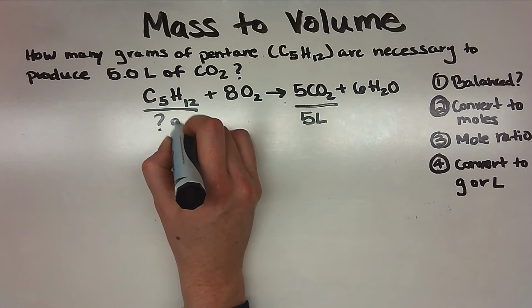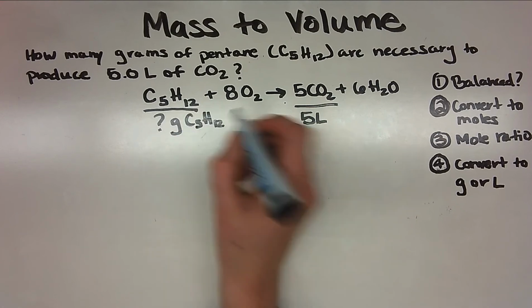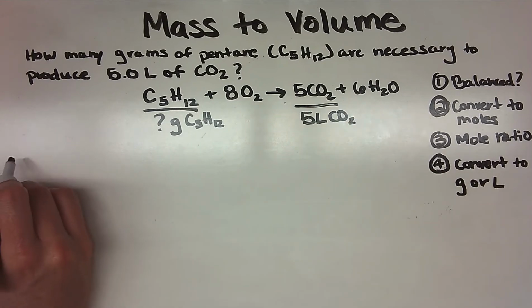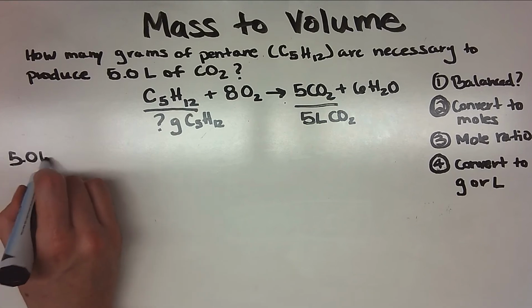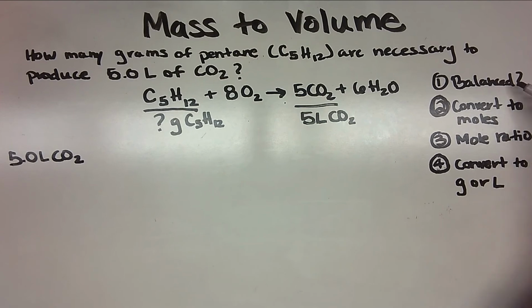So I'm going to put question mark, grams, C5H12, and 5 liters of carbon dioxide. So we're going to start by writing what we are given. So we have 5 liters of CO2. Our first step after we've balanced is to convert that to mole.